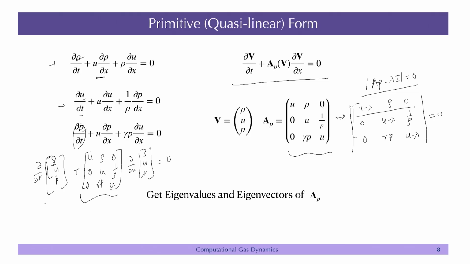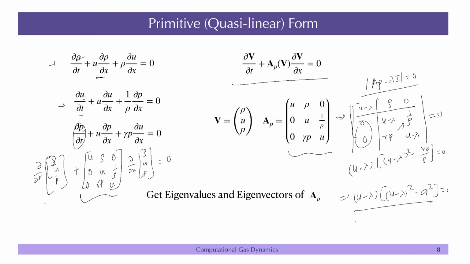So, you take this, because these two are 0. So, this will become u minus lambda, and then you have (u minus lambda) square minus gamma p by rho equal to 0, right. So, that will become (u minus lambda) square minus a square is equal to 0. So, what are the eigenvalues that you have?